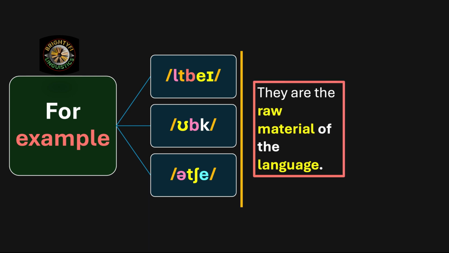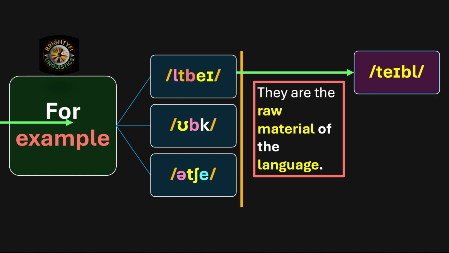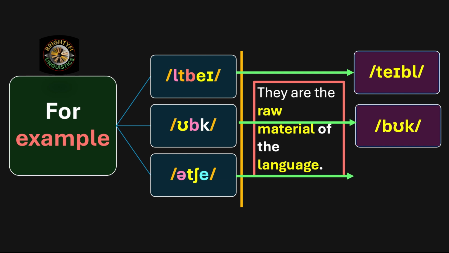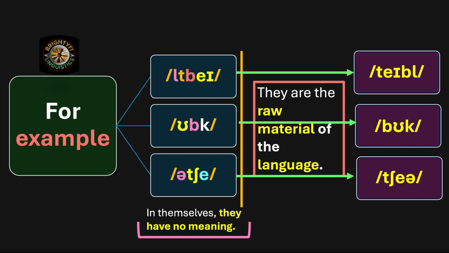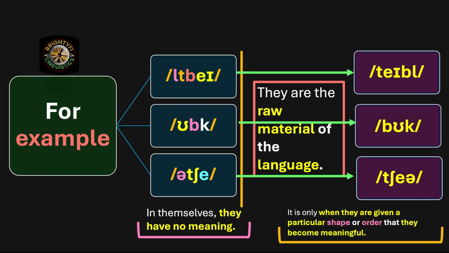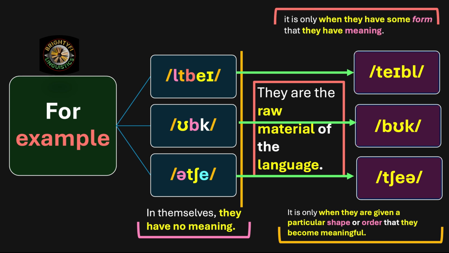Of course not. So like the alphabets of the English language, the sounds of the English language are also considered the raw material of the language, the unformed material of the language. But when we give them proper form and shape, it becomes table. Likewise, it becomes book, and this set becomes chair. So in themselves, they have no meaning. It is only when they are given a particular shape or order that they become meaningful. Thus, it is only when they have some form that they have meaning.